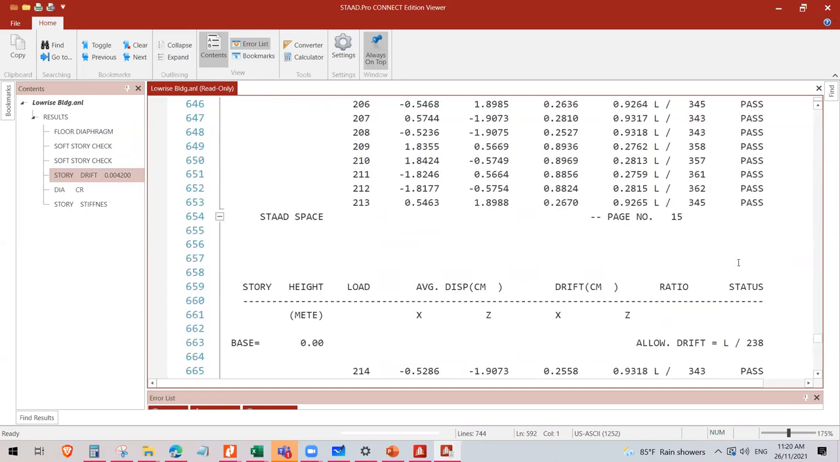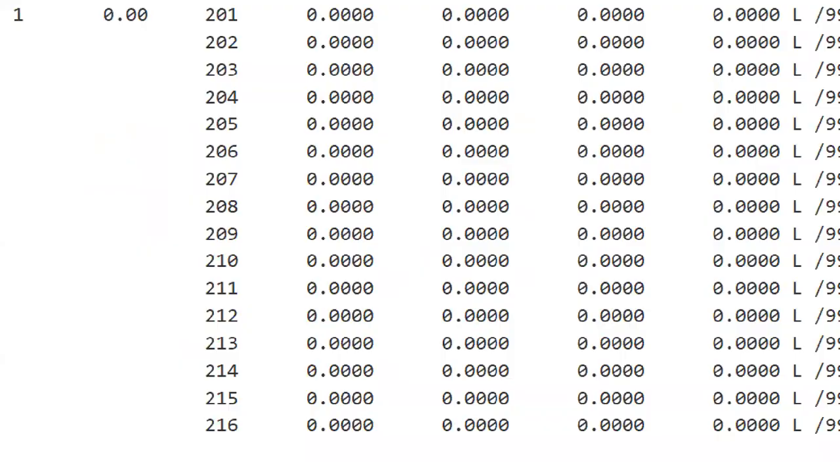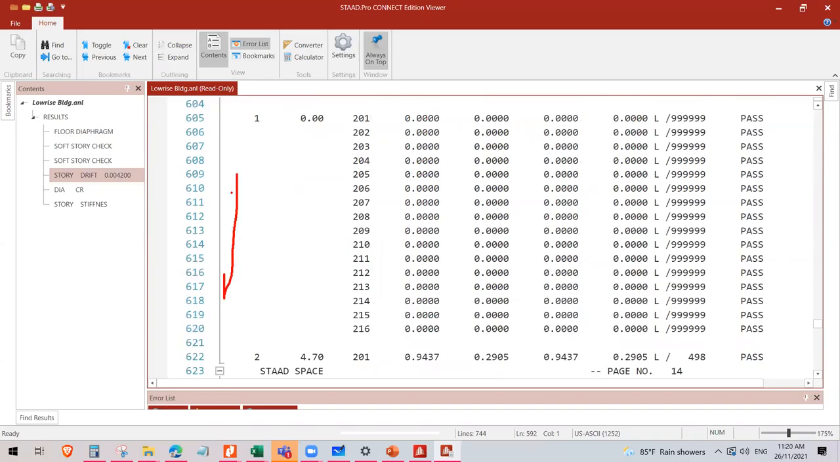Okay. So basically, ang ginagawa sa story drift is kukunin mo yung, di ba, nag-sway na yung building natin. Ganyan. So that is, say, delta 1. And because of the diaphragm effect, ito nga yung delta 2. So ito is delta 3.